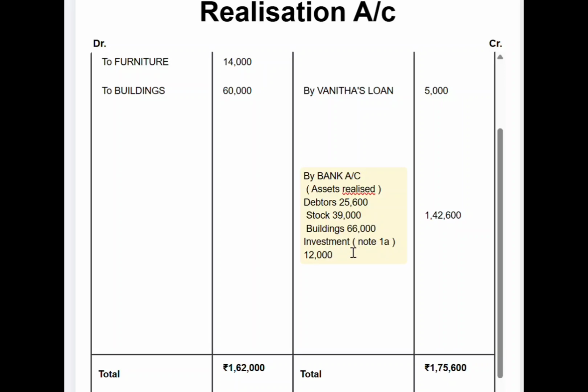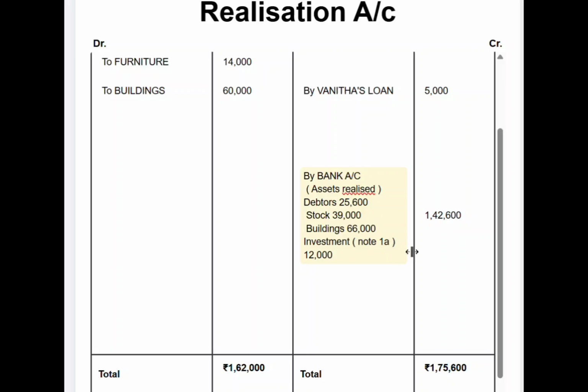Stock is realized at rupees 39,000. Buildings is realized at 65,000. And investment, as per the adjustment, 50% of the investment is being realized at 20% more. So it is 12,000. So the total assets that are realized are 1,42,600. Now in these assets, not all assets are realized.